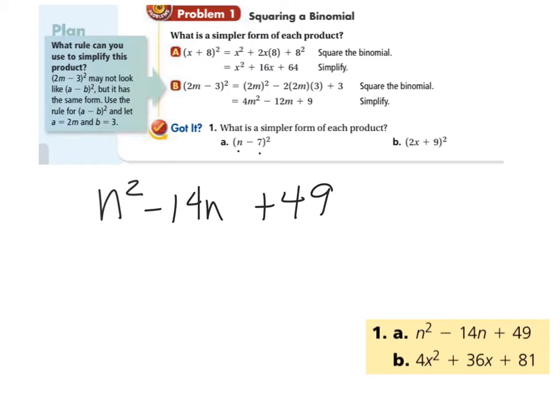So for b, take the first term, that 2x, square that, that becomes 4x squared. The last term, 9 times 9 becomes positive 81, and then multiply them. 9 times 2x is 18x, double it, that becomes plus 36x. So our goal here is, I know by now you'd better be able to multiply these, but again, this is the pattern. We're going to use shortcuts.